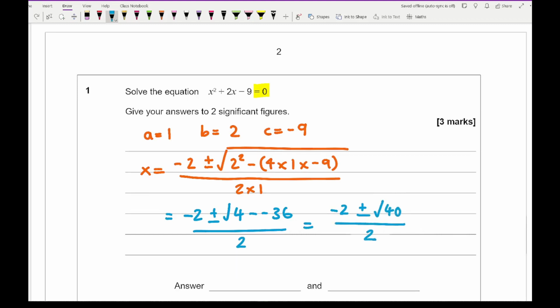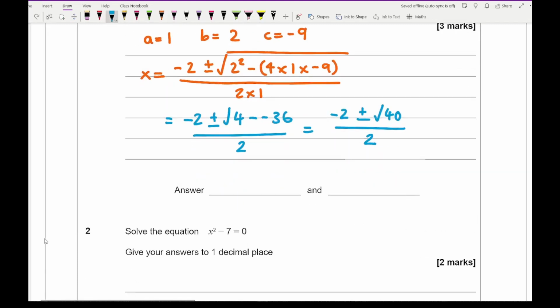Now if I enter this in the calculator, remember one answer is when you're using a positive, the other answer is when you're using a negative, and to 2 significant figures you should have an answer of 2.2 and minus 4.2.